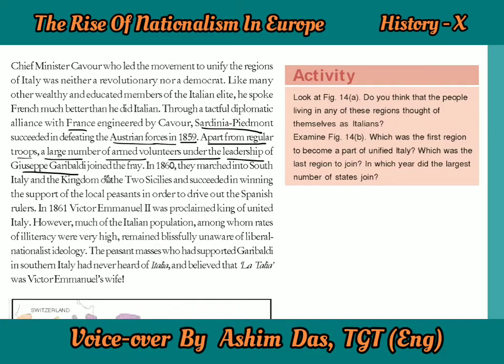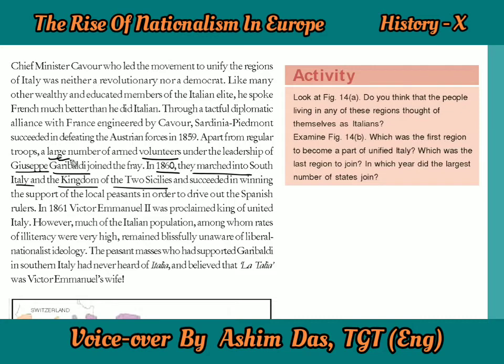Apart from the regular troops, a large number of armed volunteers, not only the army but so many other people, farmers, peasants, workers, all of them volunteers, came to join the war under the leadership of Giuseppe Garibaldi. He was also a revolutionary. They all joined the fray. And in 1860, these people marched into South Italy, and then they went to the kingdom of the Two Sicilies.